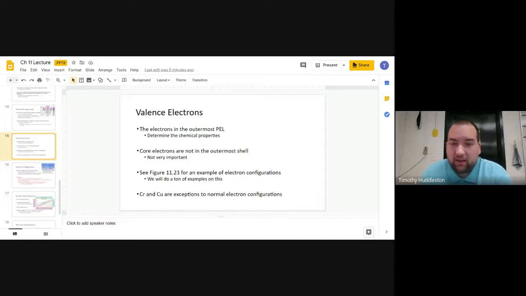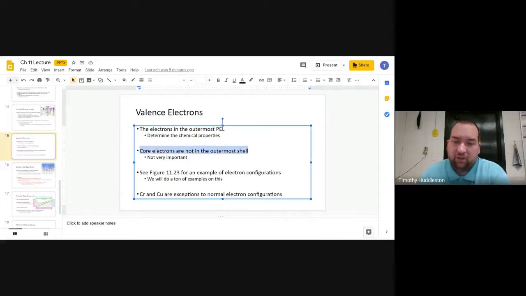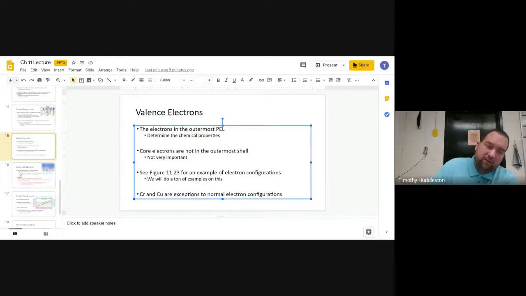As I said, the valence electrons, the electrons in the outermost principal energy level, determine the chemical properties. Core electrons are not in the outermost shell. That seems obvious to say, but a lot of people start counting core electrons as part of the valence electrons, so you don't need to do that. We're about to start doing electron configurations. Just know that there are some exceptions to normal electron configurations, so that's why I put that on there.